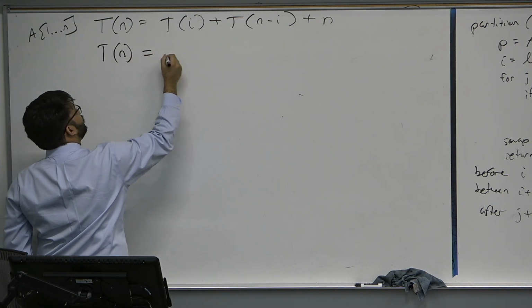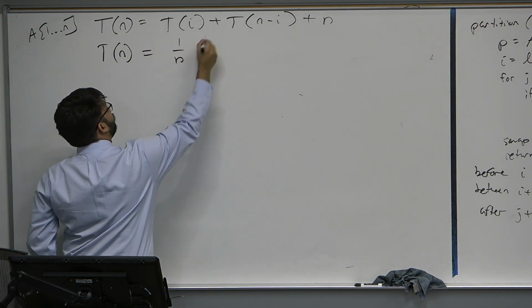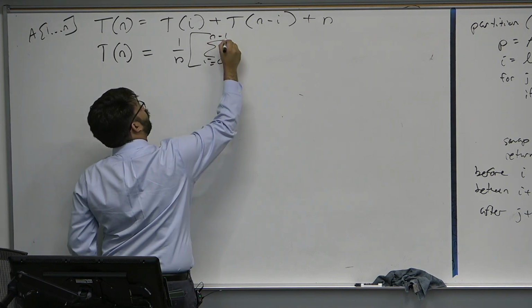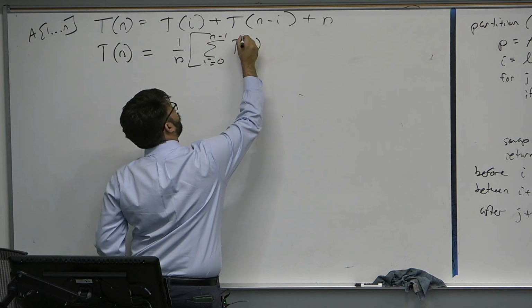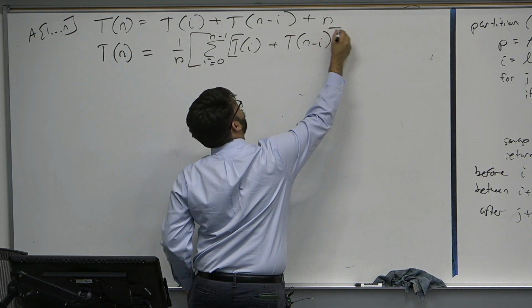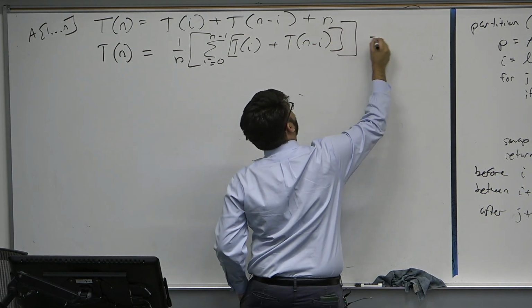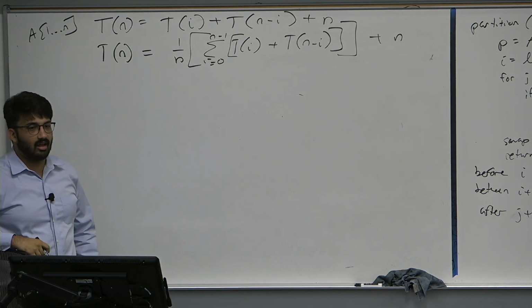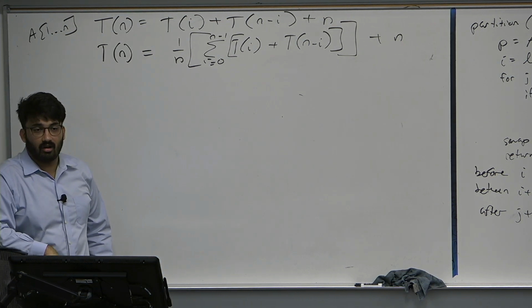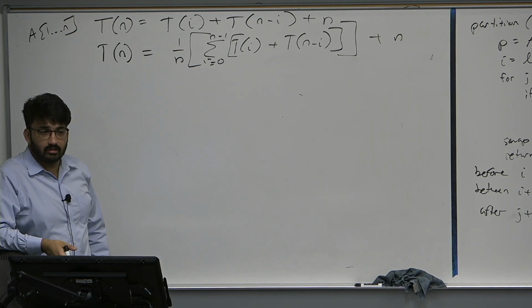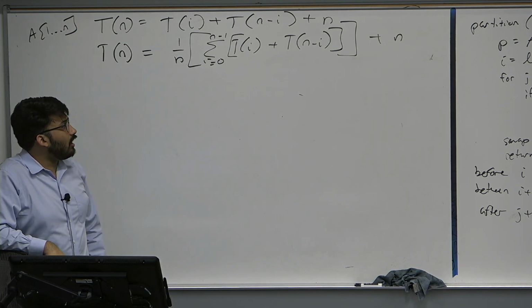T of n is equal to 1 over n, the sum of i equals 0 to n minus 1 of t of i plus t of n minus i, plus n. Now that's really the recurrence we're going to be solving today. Obviously there's no master theorem involved. We can't just say a, b, and d. It's kind of complicated. So this is the dark art part, so to speak, right?